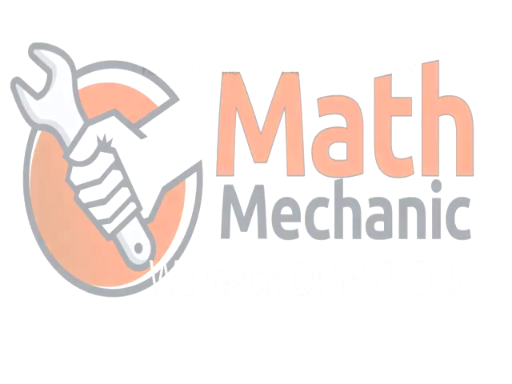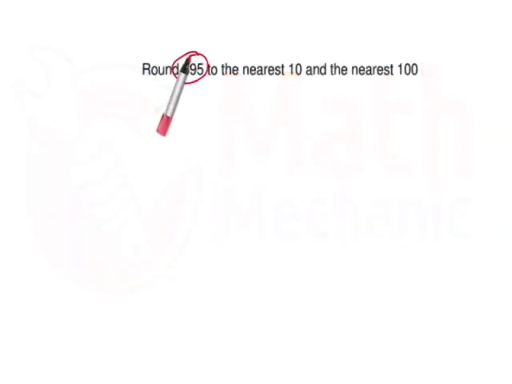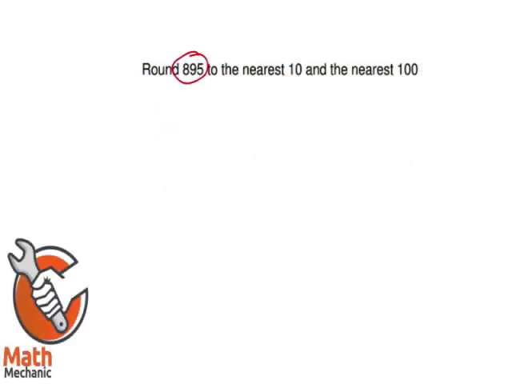You are required in this question to round a 3-digit number to the nearest 10 and to the nearest 100. Now, when you are rounding numbers, certain things happen all the time. You just need to know what things happen when. And that's what I'm going to explain to you right now.